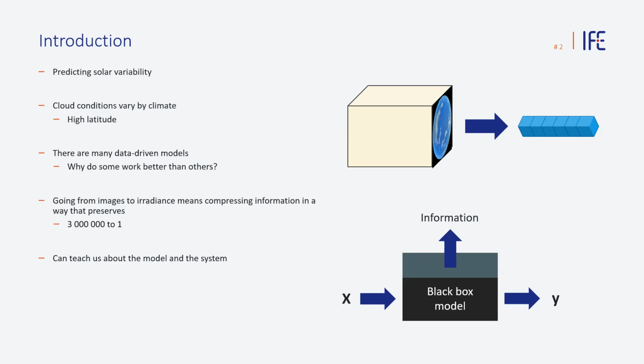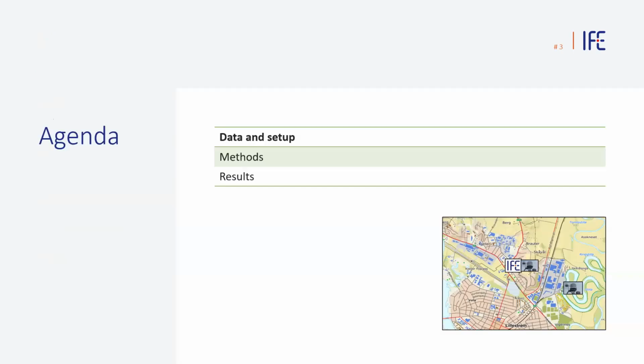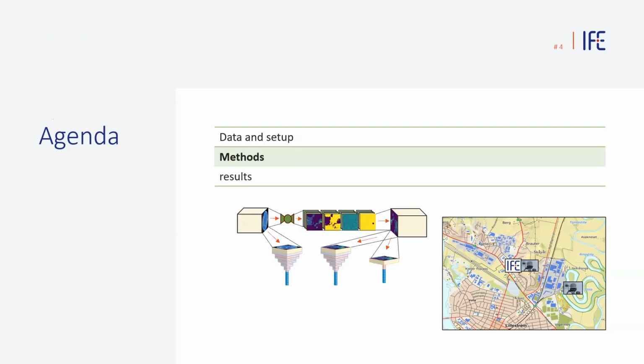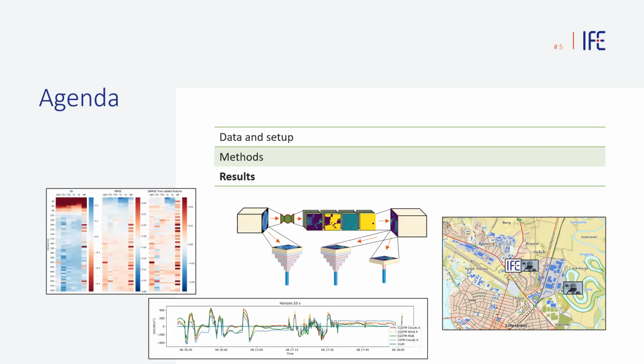And so we are investigating one part of this process: the compression of data. When we take images, we have millions and millions of numbers, and then we compress them down to a single value, GHI or CSI. So how we do this compression can tell us a lot about the models we're using and the systems that we're investigating. I'll go a little into the data and the setup, show you the methods that I've applied, and present some preliminary results.